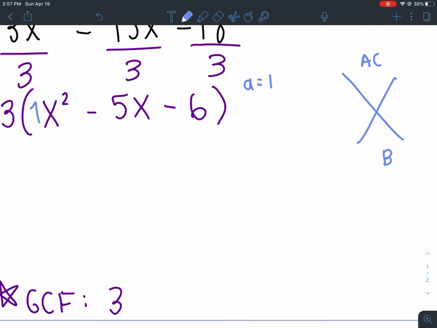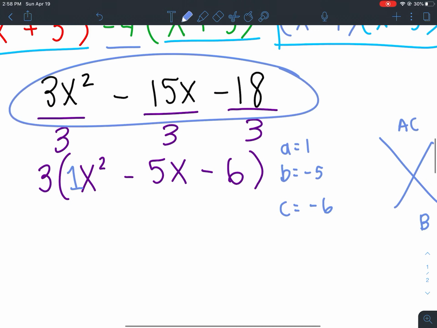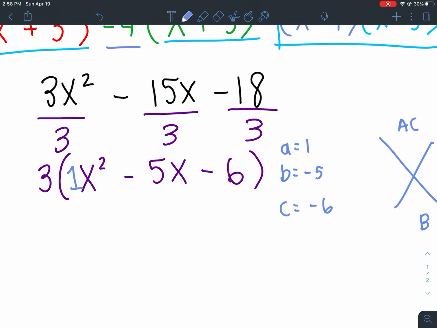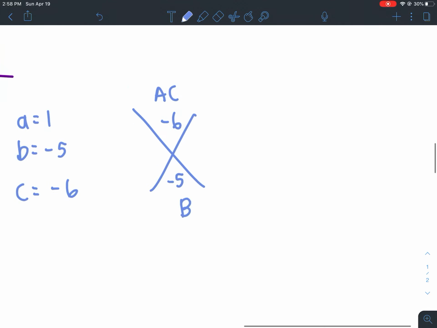A here is 1. Remember, we're not caring about that 3. We're ignoring it for now, okay? A is 1, B is negative 5, and C is negative 6. Now, you don't want to use the A, B, and C from the original because we did modify it a little bit. Okay, so A times C is going to be negative 6, B is negative 5.